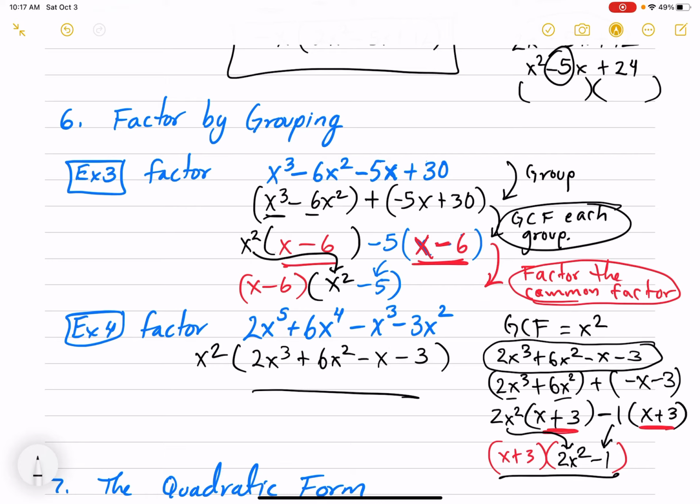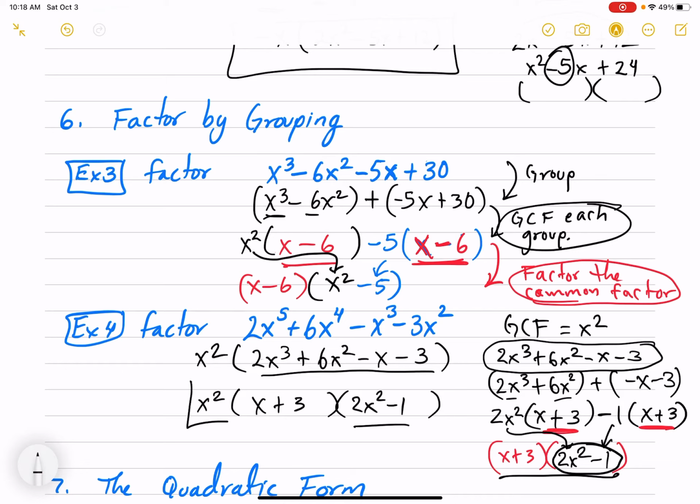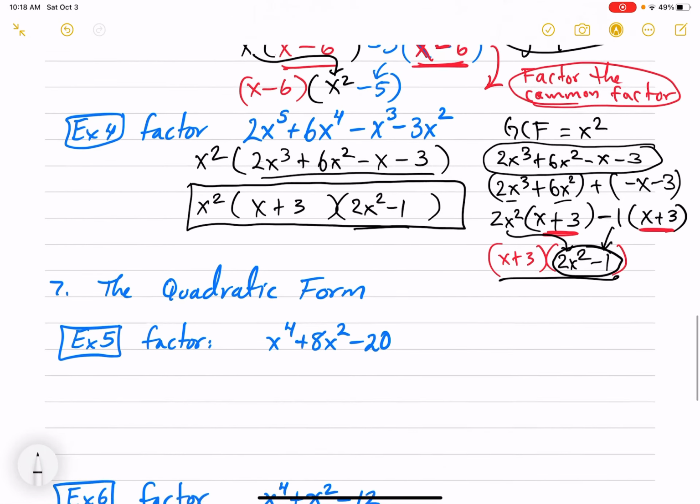So I'm going to just go ahead and write it down here. We know our answer is going to have an x squared. And then this polynomial with 4 terms factors into x plus 3 times 2x squared minus 1. And we can't factor this anymore. If we could, we would factor it one more time and write the answer down here. But this here is the solution to this factorization problem. Please review this. Maybe watch some more videos on how to factor by grouping. But this is the way it's done.